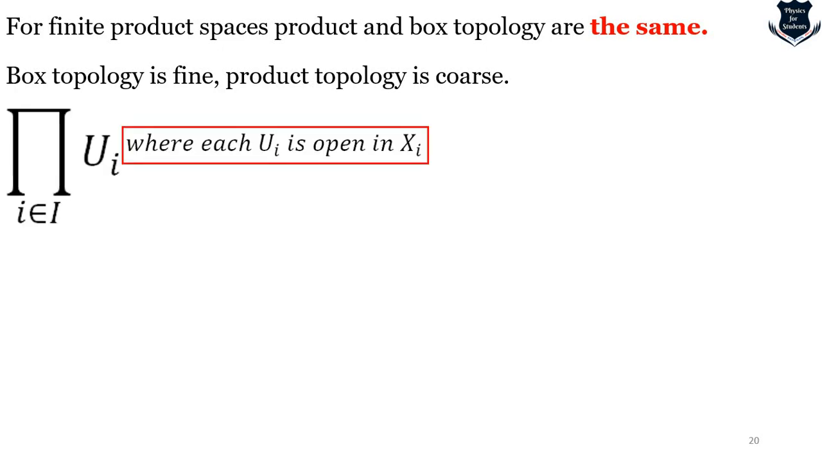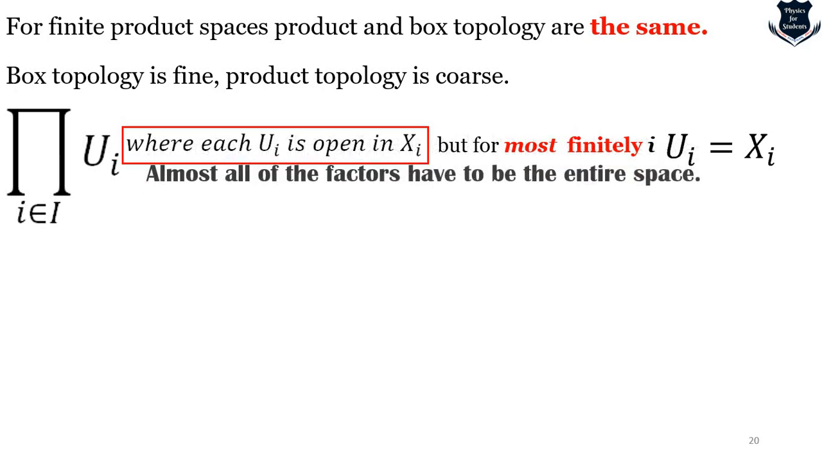This part, the product over I, an element of big I. The product topology is generated by sets from this one, where each U sub I, remember, is open in X sub I, but for all but finitely many I, U sub I is equal to X sub I. So this is important when we are talking of the product and the box topology. This part is important: each U sub I is open in X sub I, but it is finite, that means it is limited up to a certain extent.